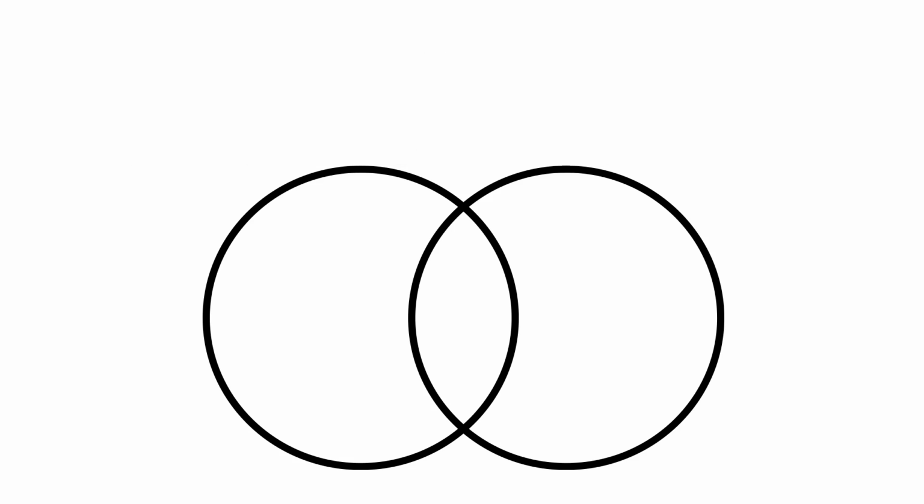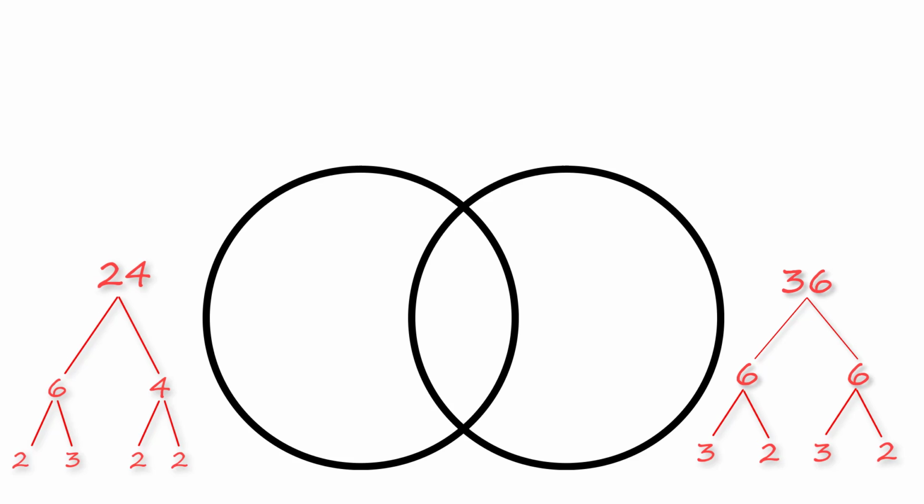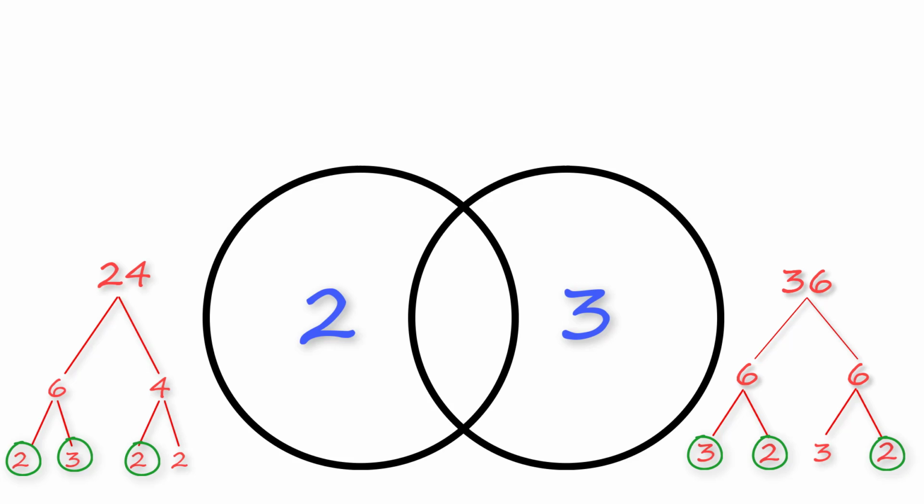Let's look at the common factors. We can see that both numbers have the factors 2, 2, and 3. In 24, the remaining factor is 2, and in 36, the remaining factor is 3. The factors that we circled will go in the common factor part of the Venn diagram. The remaining 2 of 24 will go to the factors of 24, and the remaining 3 of 36 will go to the factors of 36.